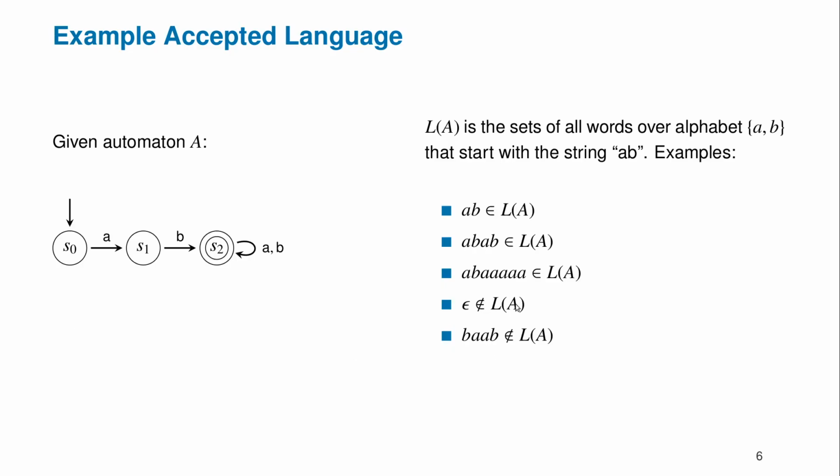However, epsilon is not in the language of A, because S0, the only initial state, is not a final state, and strings like BAAB are also not in the language, because, for example, this string starts with a B, but here we say the first letter, the first symbol, has to be an A. Hence, the string BAAB is not in the language of A.